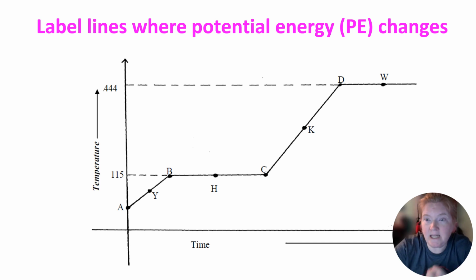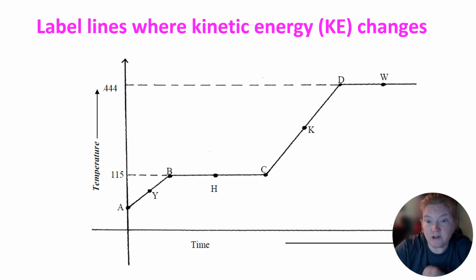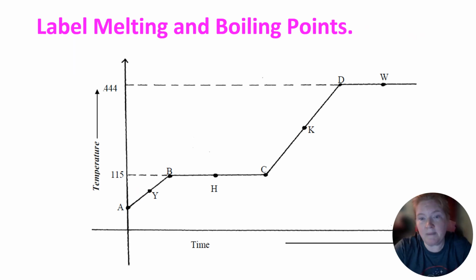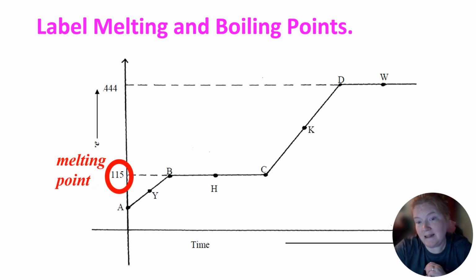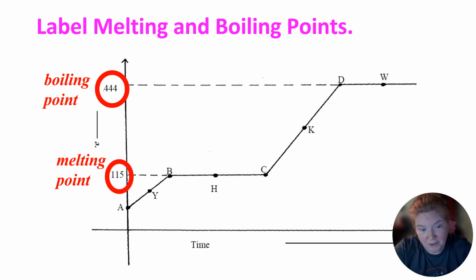Next, label where the potential energy changes. That changes when kinetic is not. So the potential energy is going up here and here. Label the lines where kinetic energy is changing. Kinetic changes with temperature, so it's changing here and here. Now label the melting points and boiling points. Going across from that line would be the melting point, and going across from that line would be the boiling point.